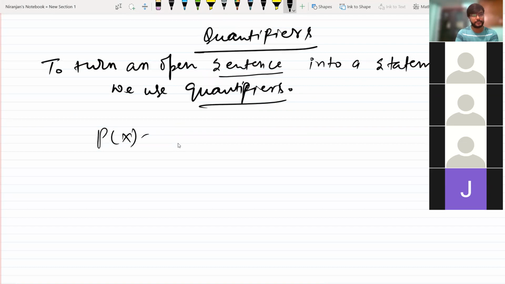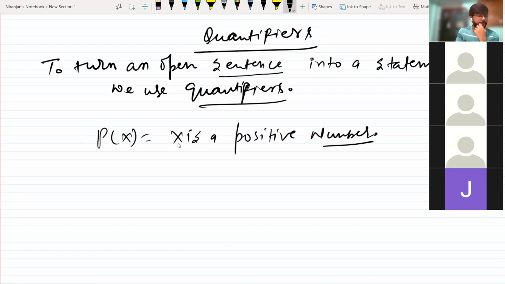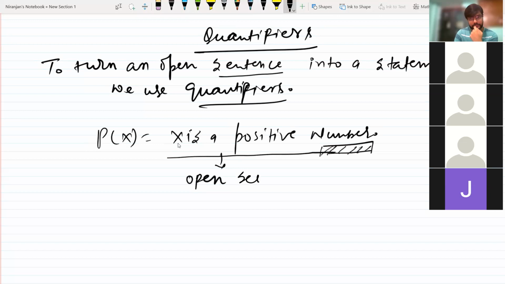So I say P(x) equal to x is a positive number. Okay. So I said that x is a positive number. Now, what do you think that is? This is an open sentence. Why? Because you do not know what your x is, right? So this is an open sentence because its truth value depends on x.